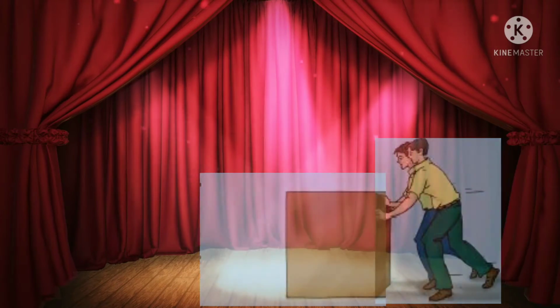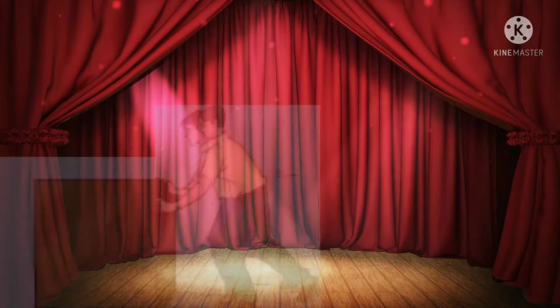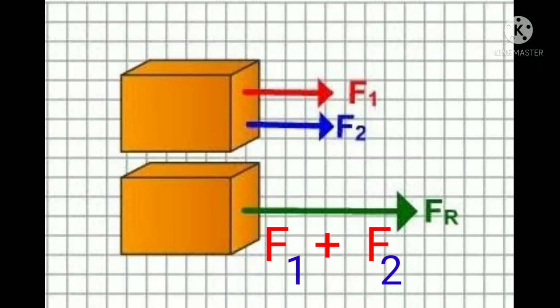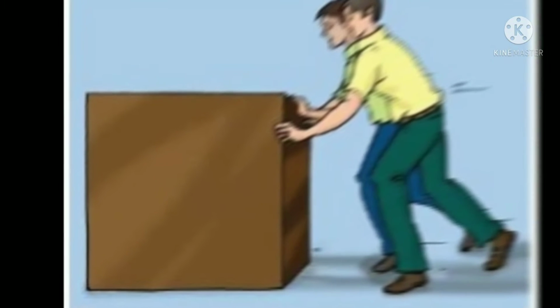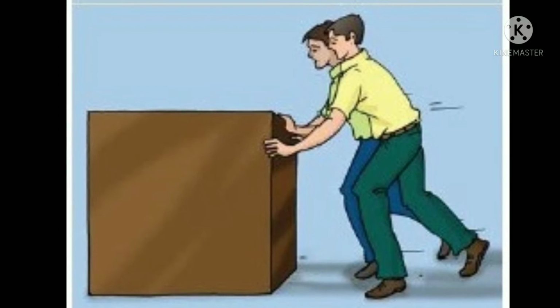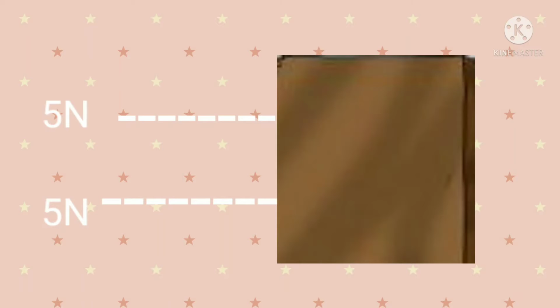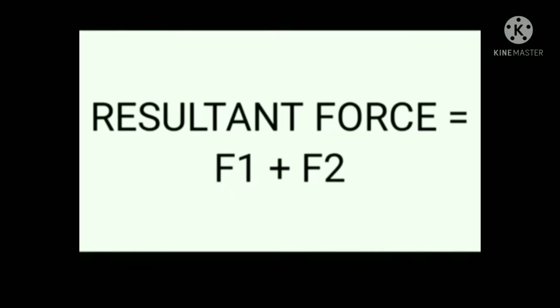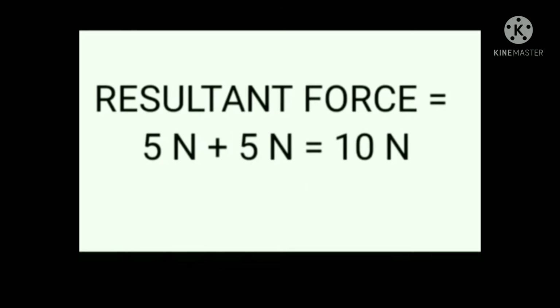When forces are applied on an object in the same direction, then the net force is the addition of the magnitudes of both the forces. For example, when two persons push the box in the same direction with the magnitude of forces of each 5 Newton, then the resultant force will be equal to the sum of the two forces. Resultant force is equal to 5 Newton plus 5 Newton equal to 10 Newton in the direction of applied force.